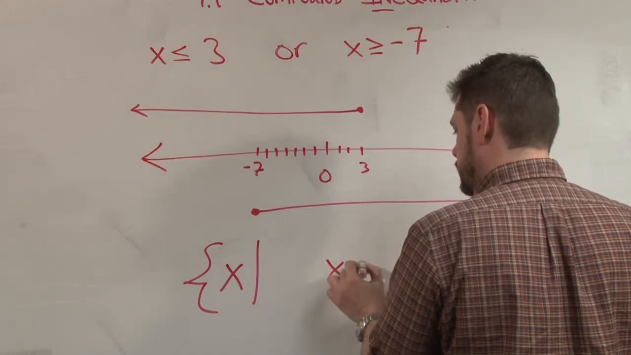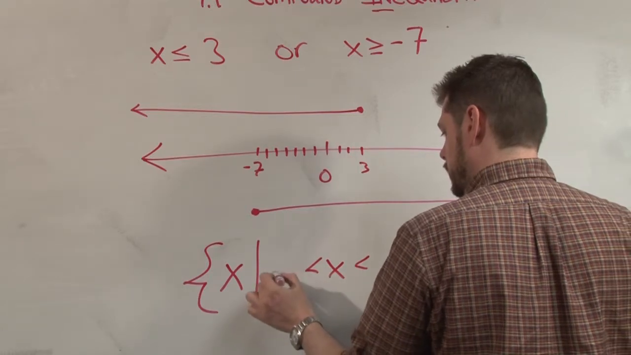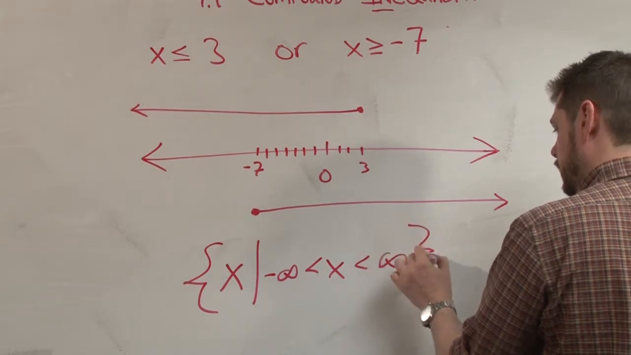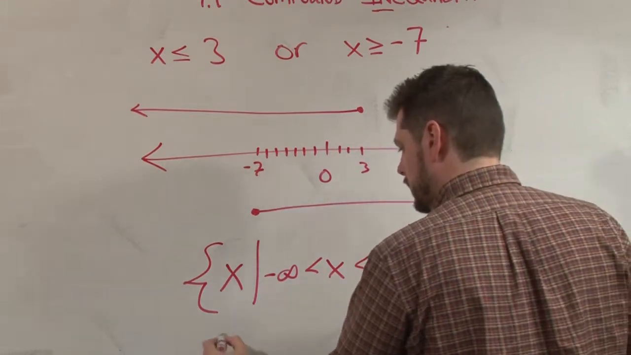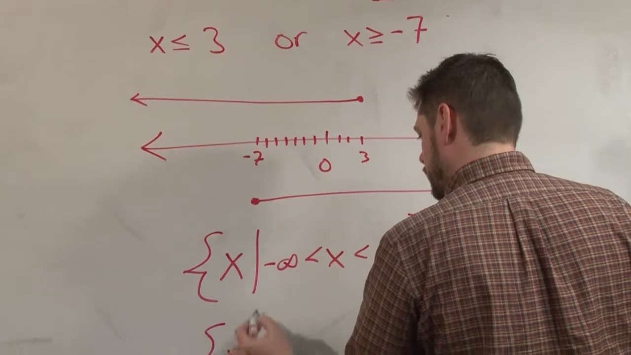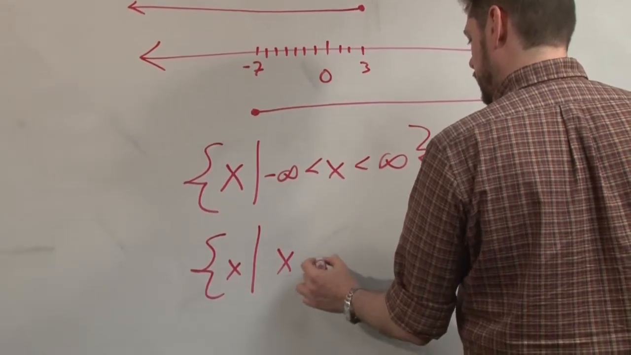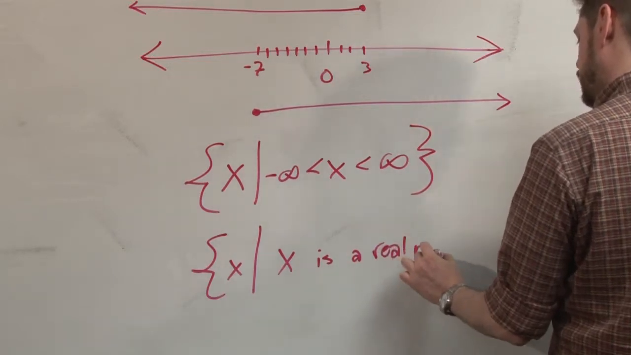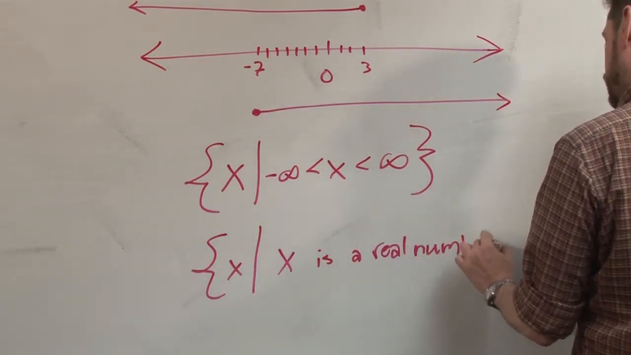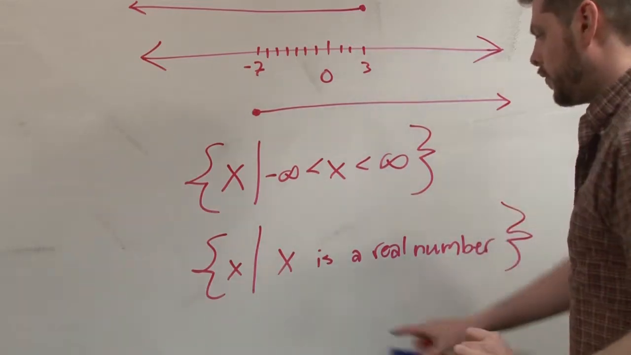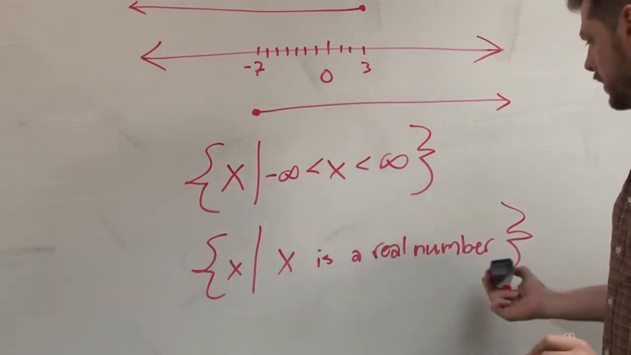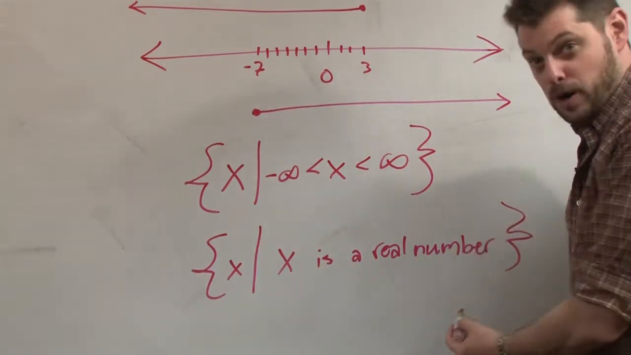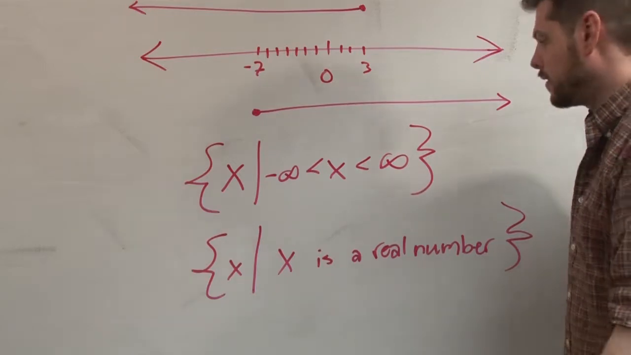x is between -infinity and positive infinity. Another way to write this would be the set of all x such that x is a real number. And now you're starting to see some of the translation that we do. Not all of mathematics is simple. Some of it relies on words to describe what's going on. So this is one of those cases where this is a perfectly acceptable mathematical answer.